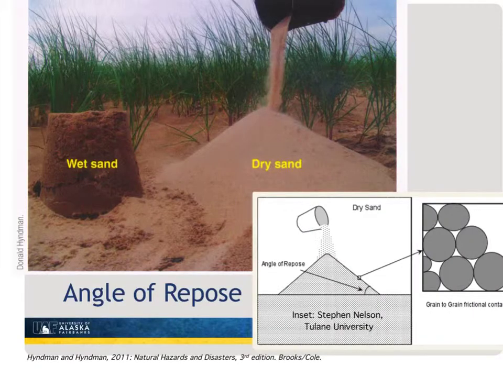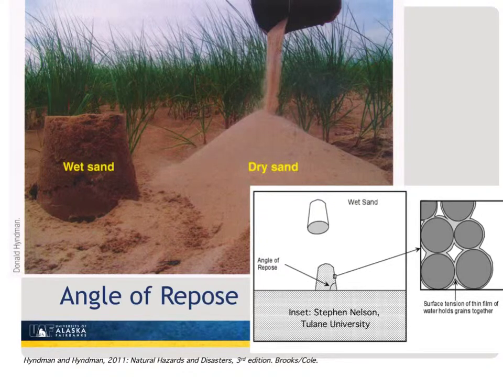First, we're going to look at the properties of granular materials, and in this case the example given is dry sand and wet sand. If you look here, the dry sand forms a conical pile. The grains have a grain-to-grain frictional contact, and where the two grains touch in the sand pile, the friction holds them together, and they can maintain a conical shape with the slope angle at the angle of repose.